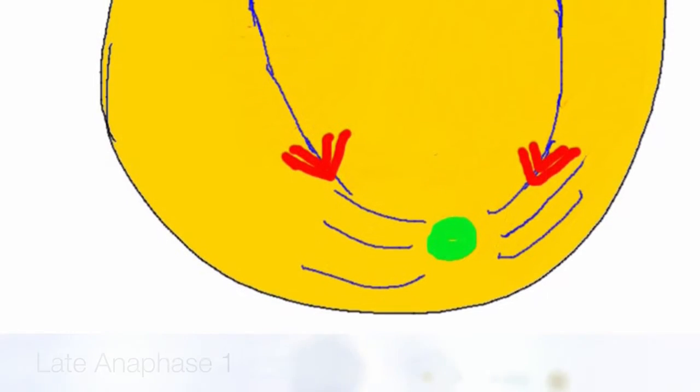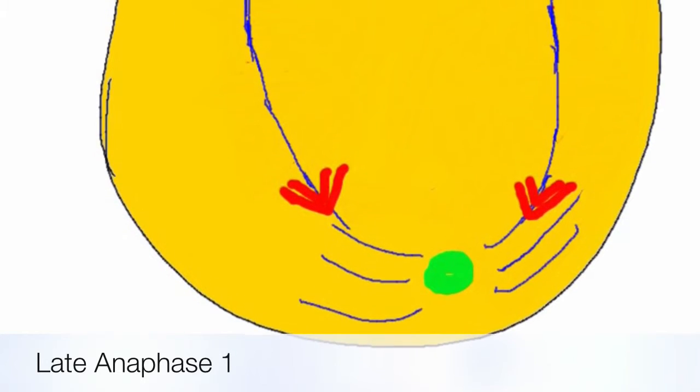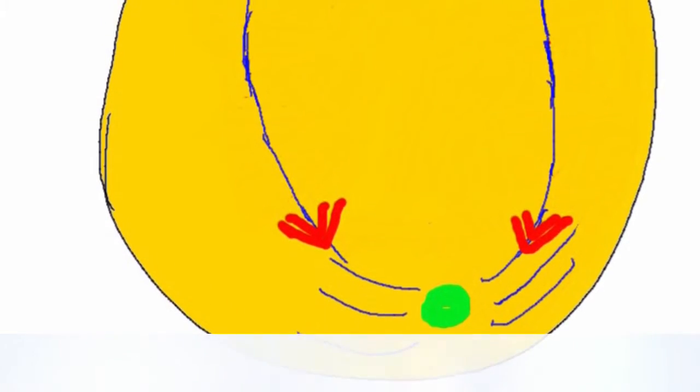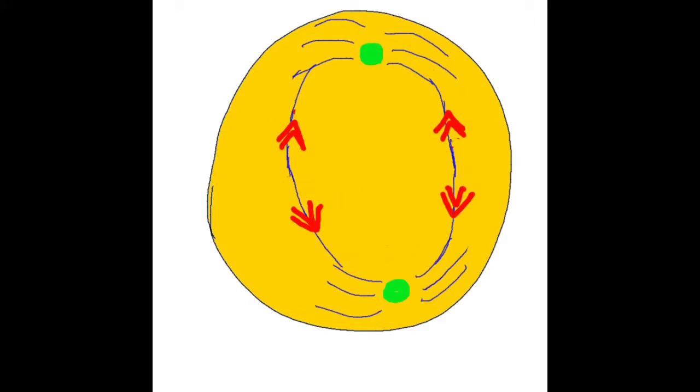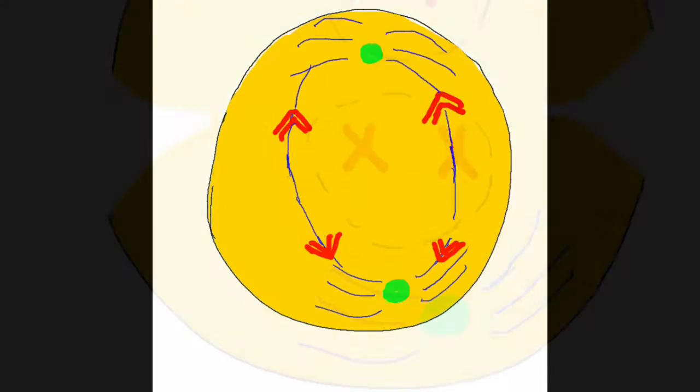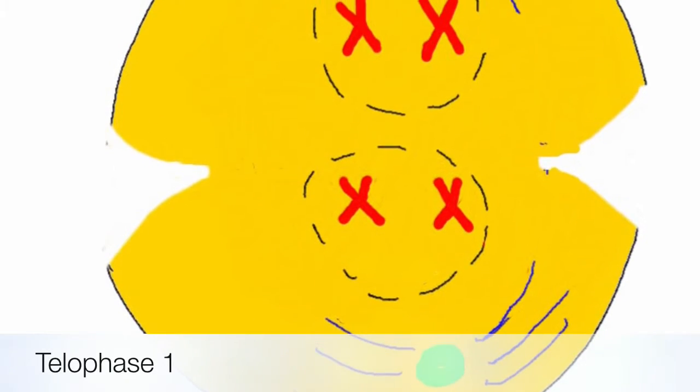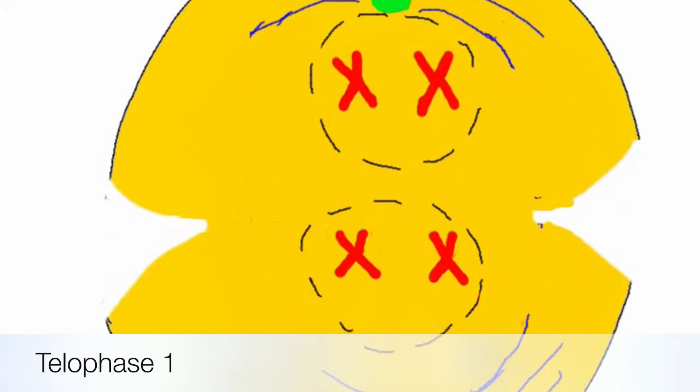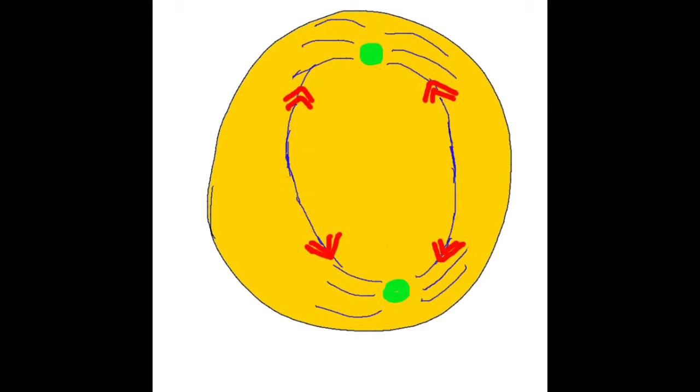In late anaphase 1, the chromatids have almost reached the spindle poles. The cell membrane begins to constrict. In telophase 1, nuclear membranes enclose the separated chromatids. The cell membrane completes its constriction.